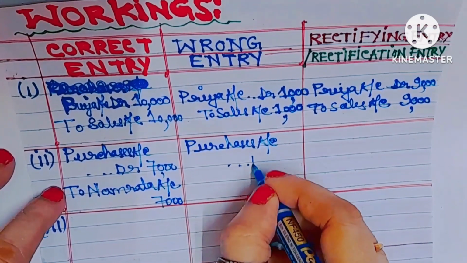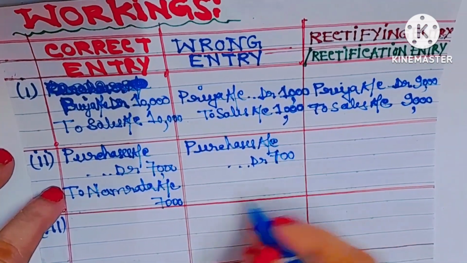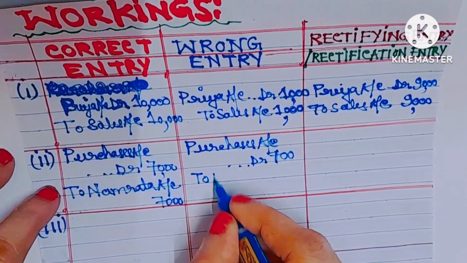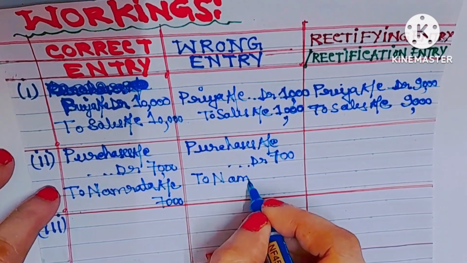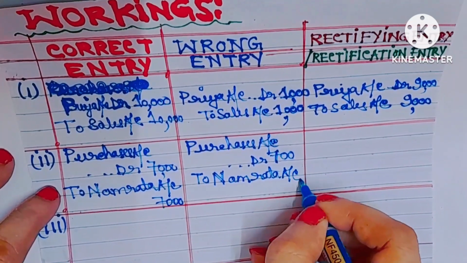Purchases account debit 700 to Namrata account. To Namrata account. How much? 700.